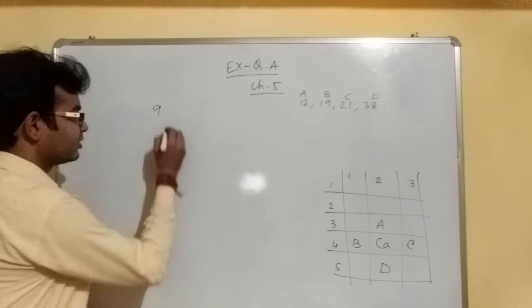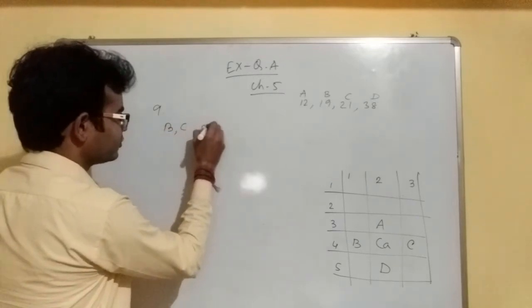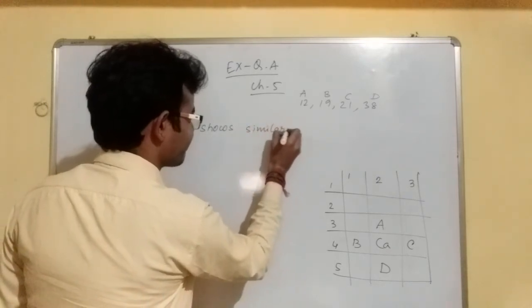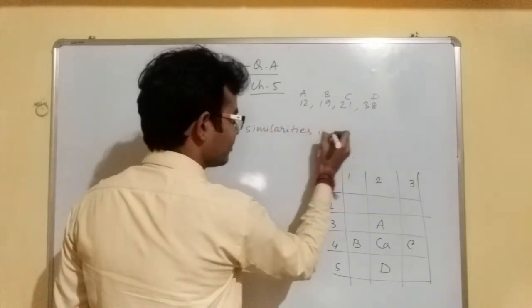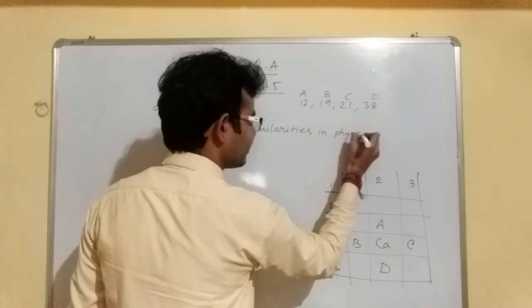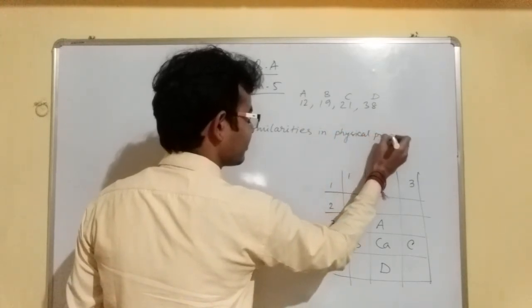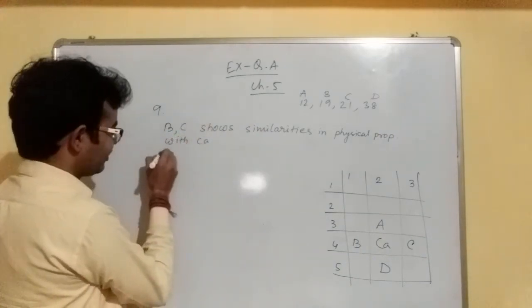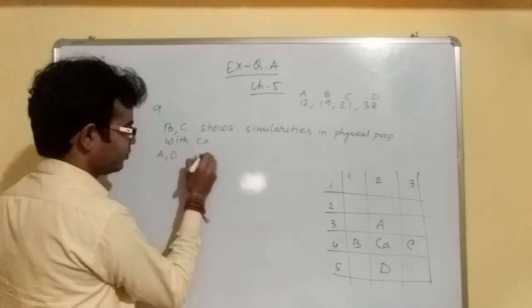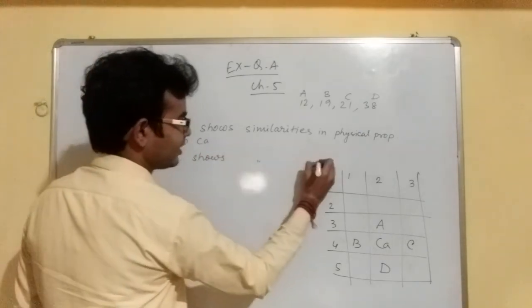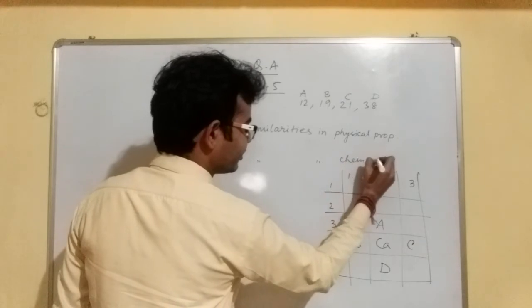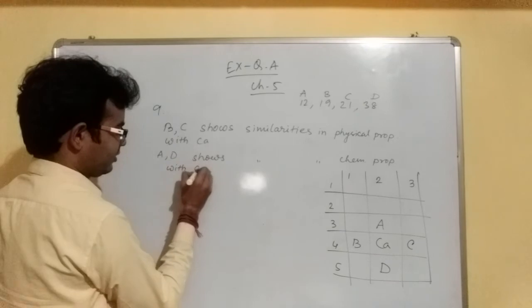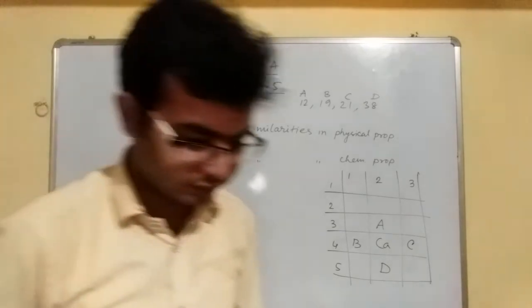So we'll write B and C show similarities in physical properties with calcium. A and D show similarities in chemical properties with calcium.